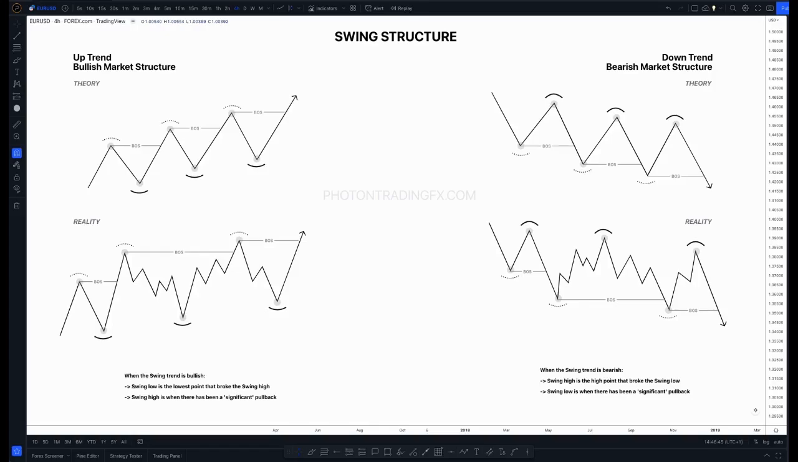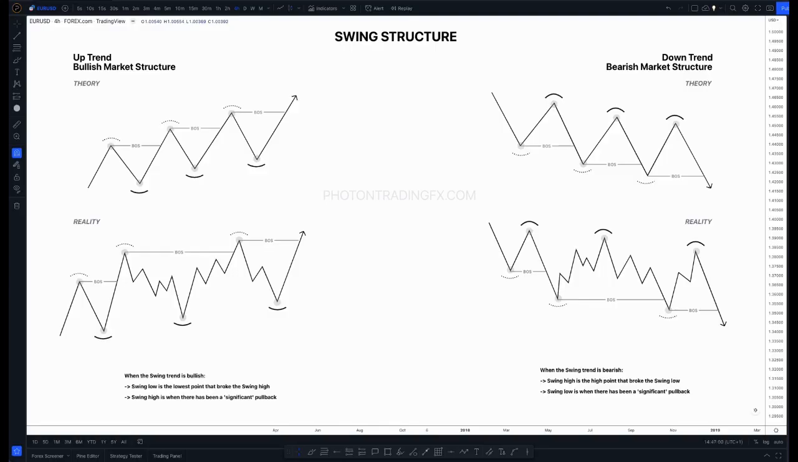Because if you get your swing structure correct, along with all of the other confidence you're going to be learning, generally that's going to help you be on the right side of the market far more often than not. Okay, so without further ado, let's dive into it.